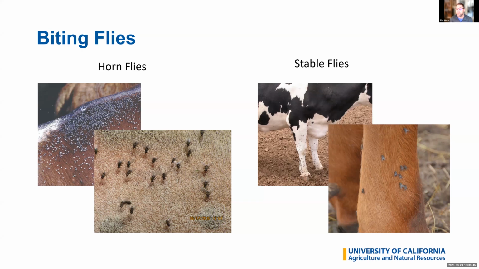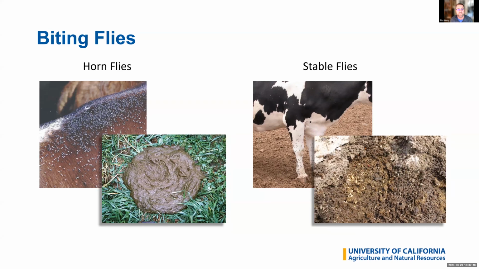On the right-hand side, we see a blow-up of stable flies. And in contrast to the horn flies, stable flies, when they're feeding, will have their head in an upward position. So their head is facing upwards towards the back of the animal as they're feeding. And again, they're feeding on those lower extremities of the cow. And they will feed generally just once, maybe twice per day. They take a larger blood meal. And then once they're done feeding, they fly off from the animal, and they rest in the environment someplace. So very different behavior in those two flies.